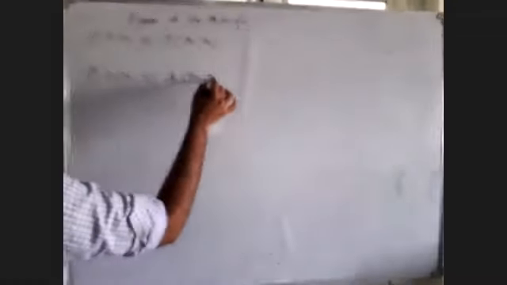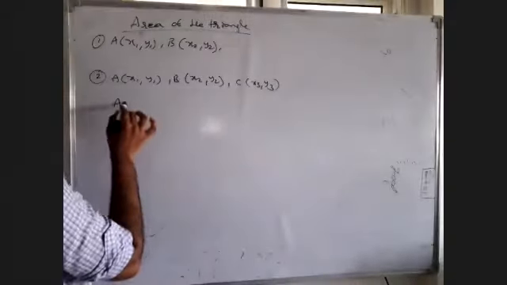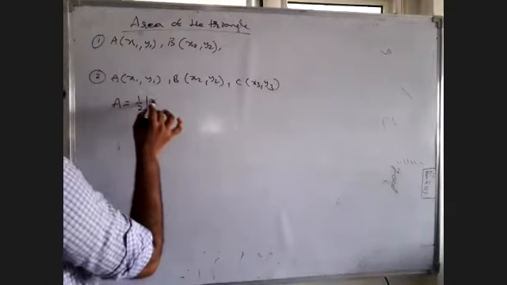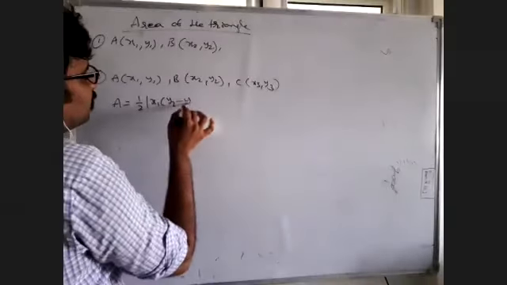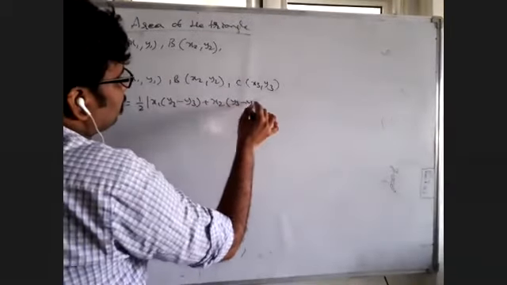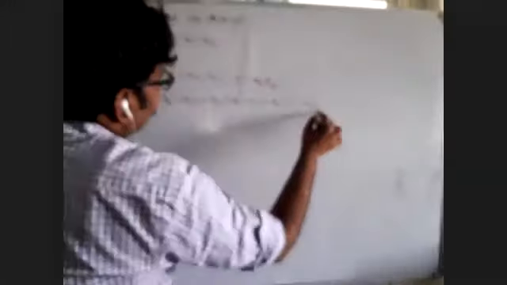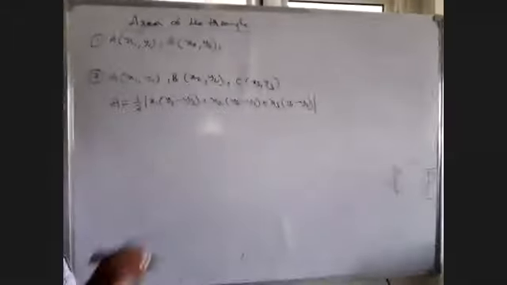Yeah, correct. B (x2, y2), C (x3, y3) are the vertices of the triangle. Then area A is equal to half mod x1 into (y2 minus y3) plus x2 into (y3 minus y1) plus x3 into (y1 minus y2). This is the formula for the area of the triangle with three vertices.